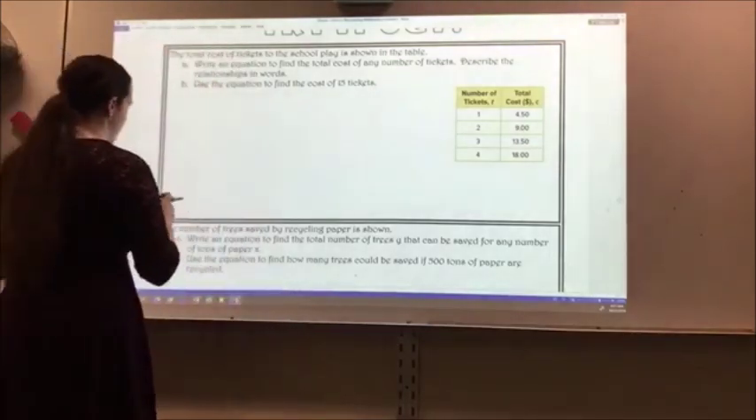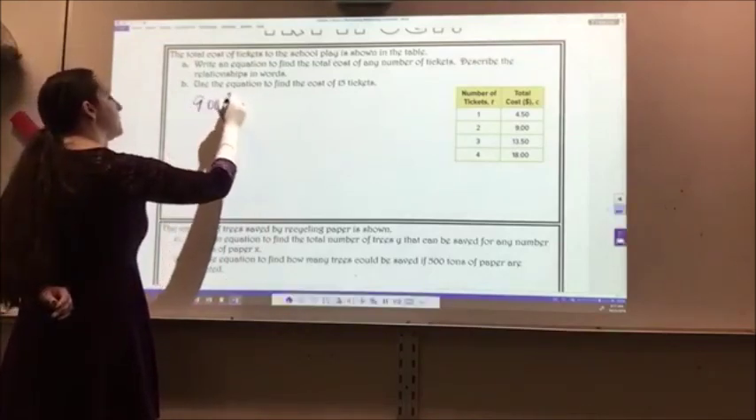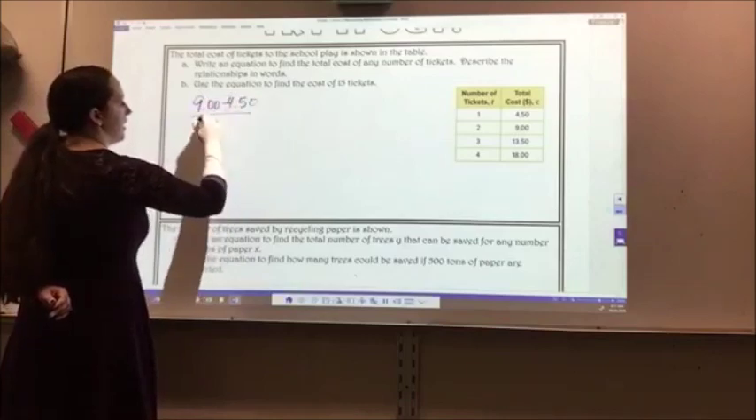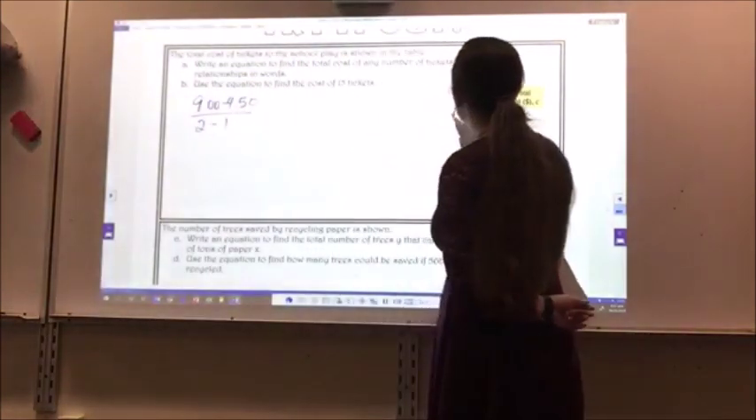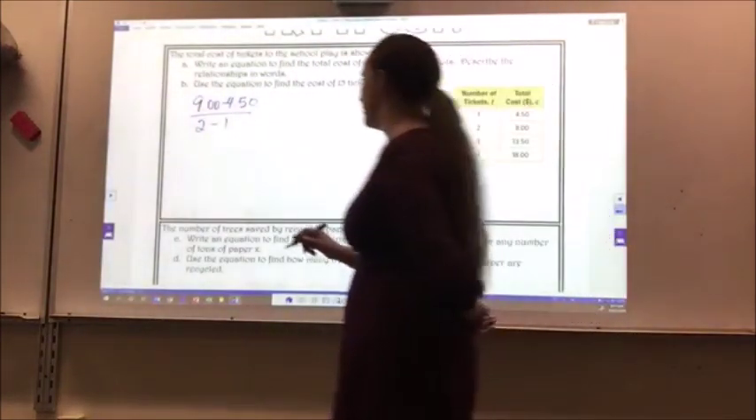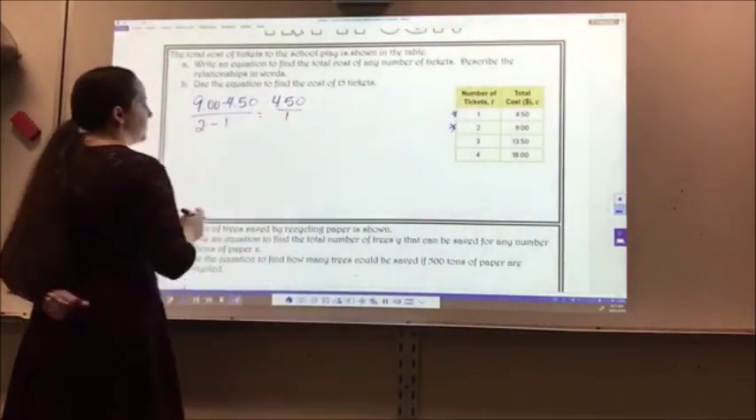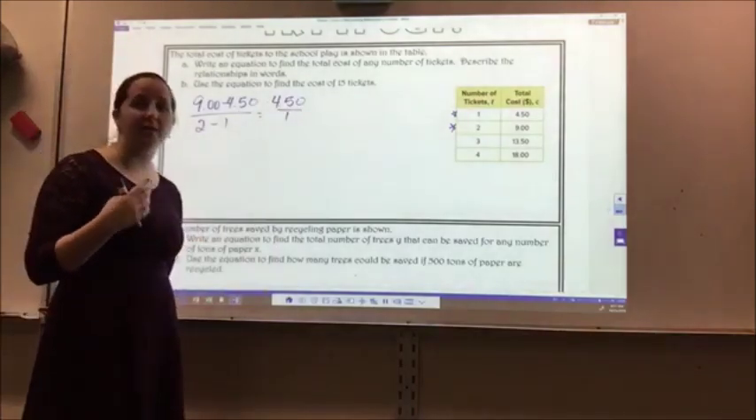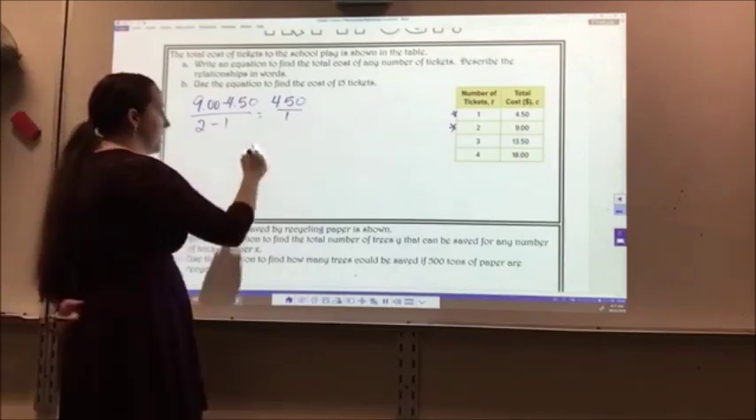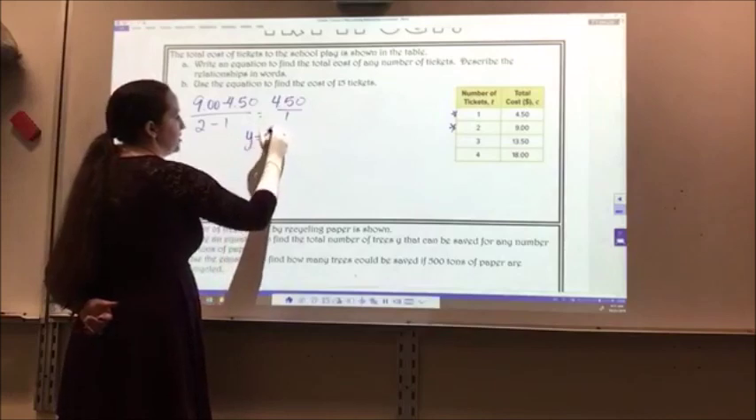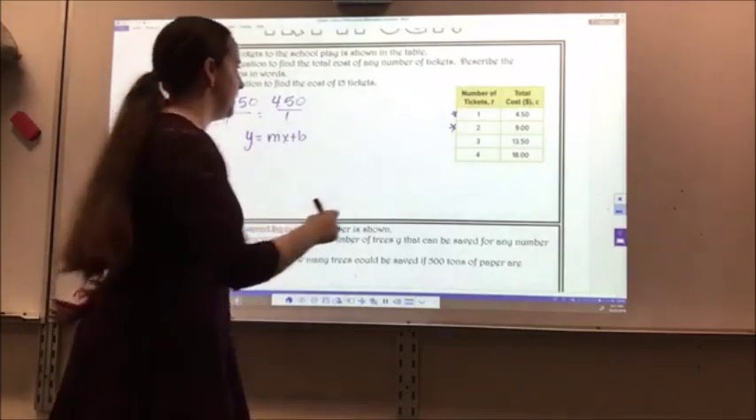So I want to find what my constant rate of change is. So I'm going to take 9 minus 4.50 and divide it by 2 minus 1. So I took two of my x and y values, I took this one and this one, and I subtracted them. So 9 minus 4.50 is 4.50. 2 minus 1 is 1. So that tells me my slope, or my constant rate of change, is $4.50. So when I set up my equation, y equals mx plus b, I know that my m is 4.50.